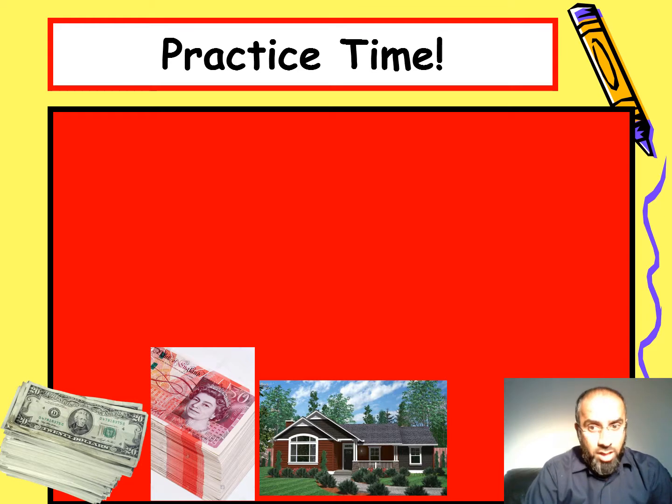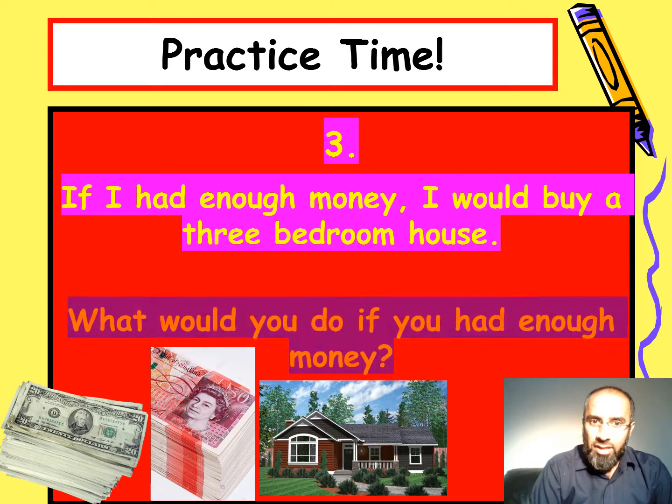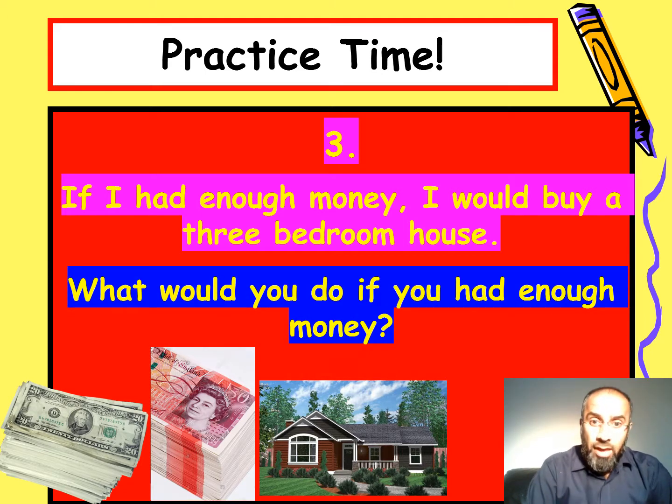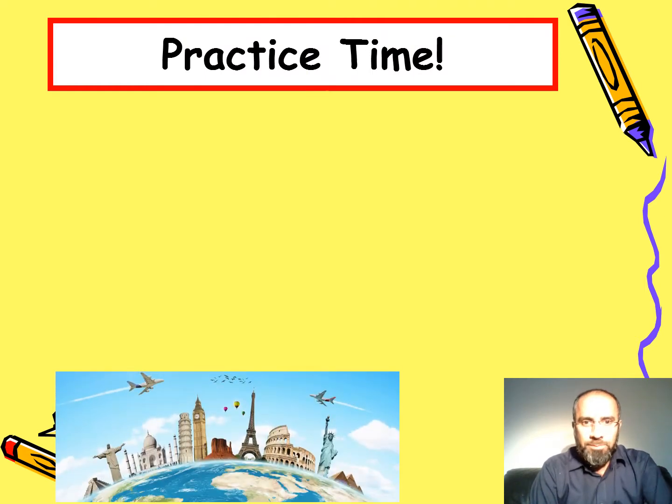If I were rich, or if I had lots of money, I would buy a 3-bedroom house or a big house. So if I had enough money, I would buy a 3-bedroom house. Okay, what about you? What would you do if you had enough money? Good, very good. Well done. Good sentence. Okay, number 4.